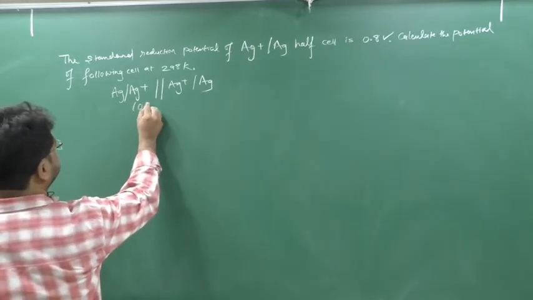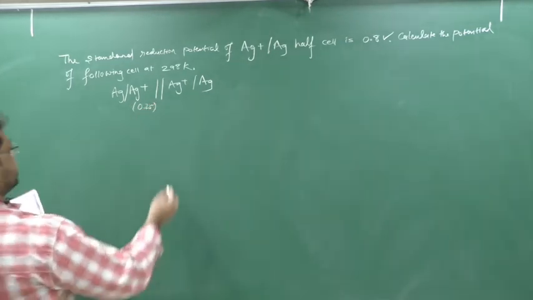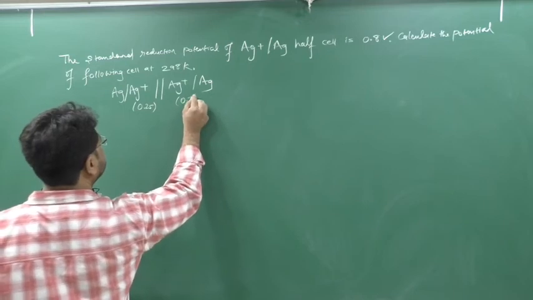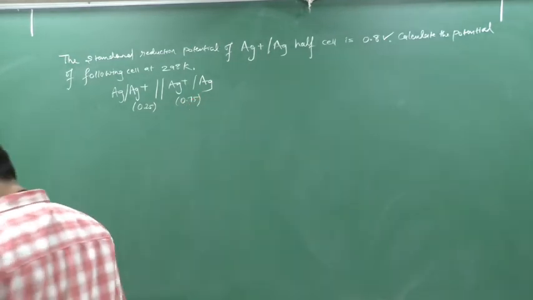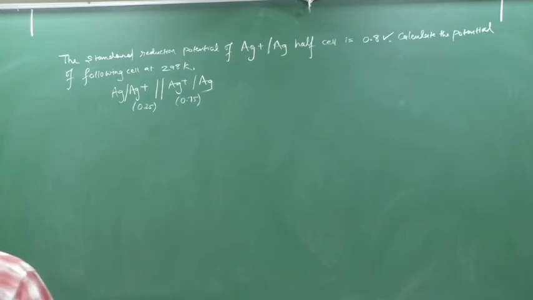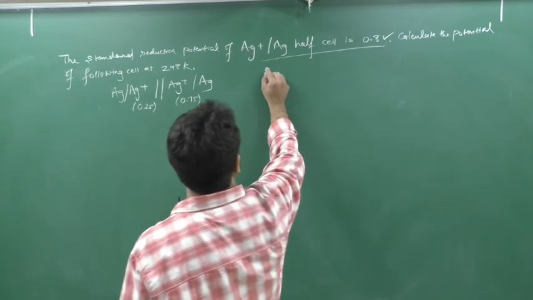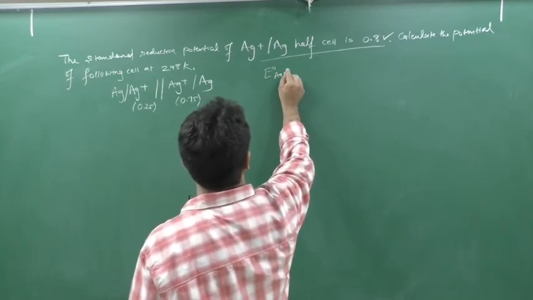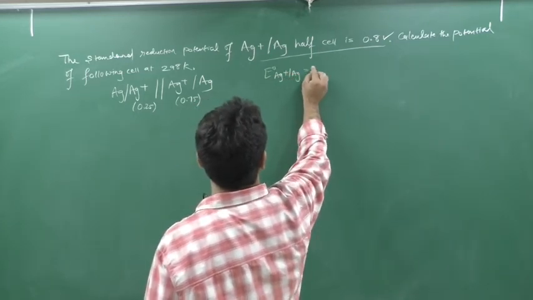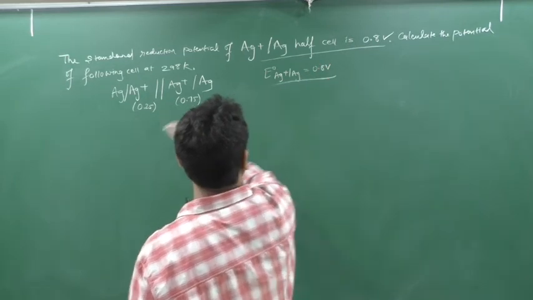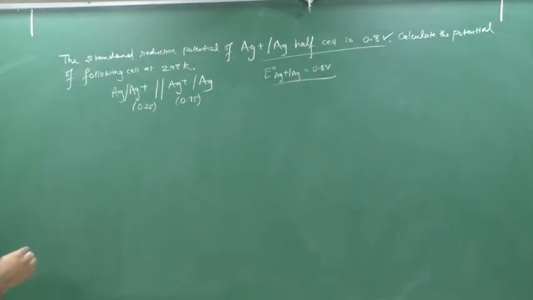0.25 and 0.75. Okay. First we write down the anodic reaction and the cathodic reaction, and then we will solve. Here the standard reduction potential of the Ag+/Ag half cell is 0.8 volt, which means E0 of Ag+/Ag is 0.8 volt. Clear?